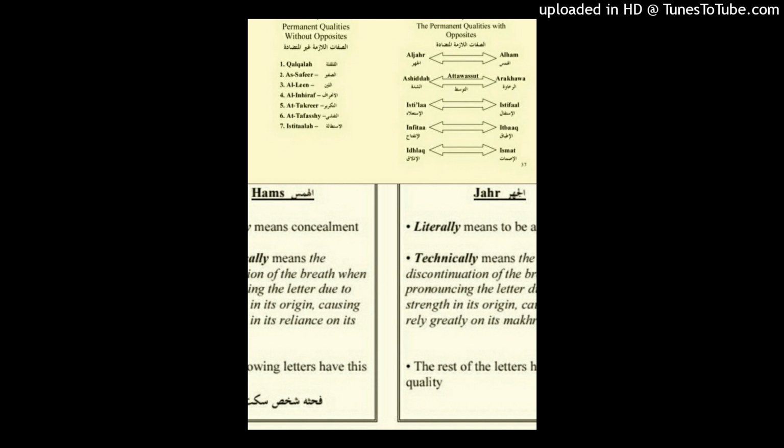So let's now start with the one on the right side, the permanent qualities with opposites. It means that the letter is having this quality, and some other letters have the opposite of these qualities. So this is what we're going to start with, inshallah. Bismillah.